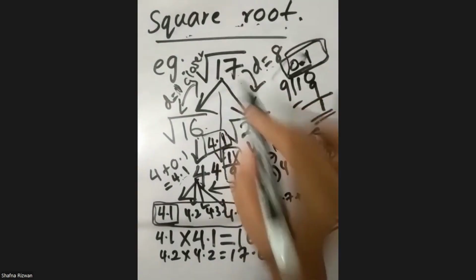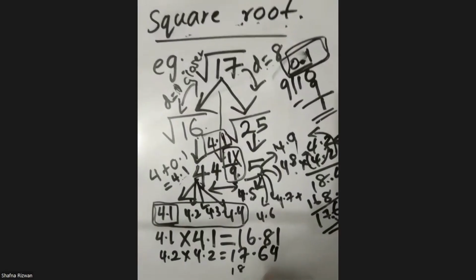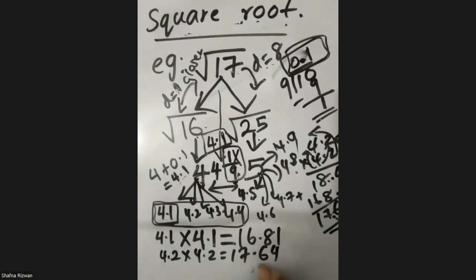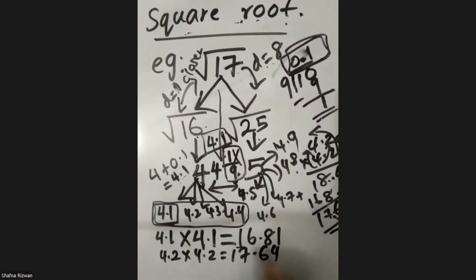Okay, we have to find the square root of this. Now we multiply. If you go more than this, you will get 18 like that only. So no need to multiply like that. This is enough. Now tell me which value is closer to 17.